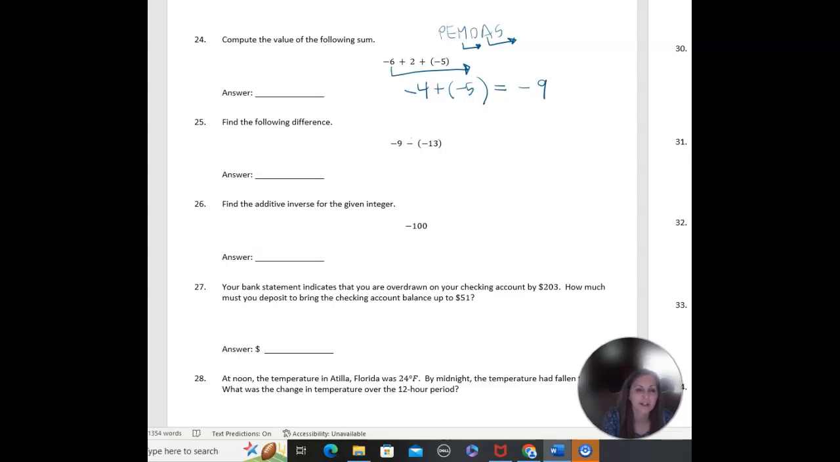All right, right here we have our trick. A negative times a negative. I've reviewed this in this video twice already. So this is going to turn to a plus 13. The difference is 4 and 13 is positive, so the answer is positive.